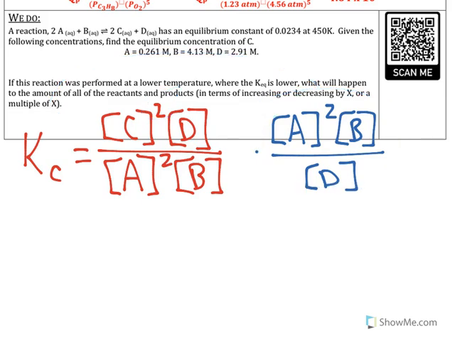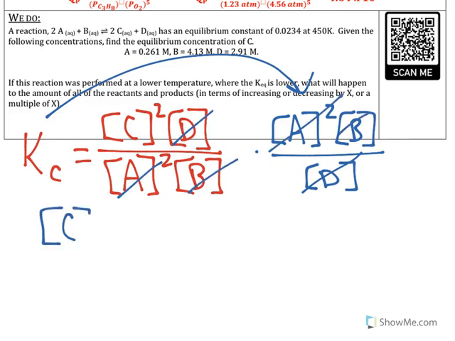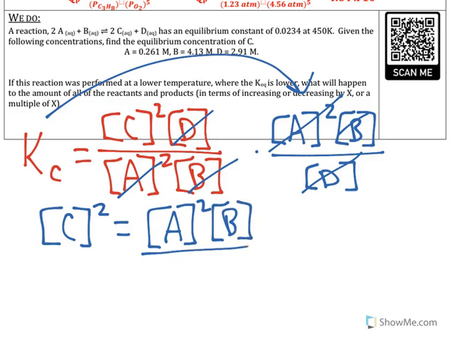So let's go ahead and show this out. I'm going to multiply Kc by the same value in order to get the D's, the A squareds, and the B's to cancel. So that's going to leave me with C squared equals A squared times the concentration of B over the concentration of D times the value of Kc.